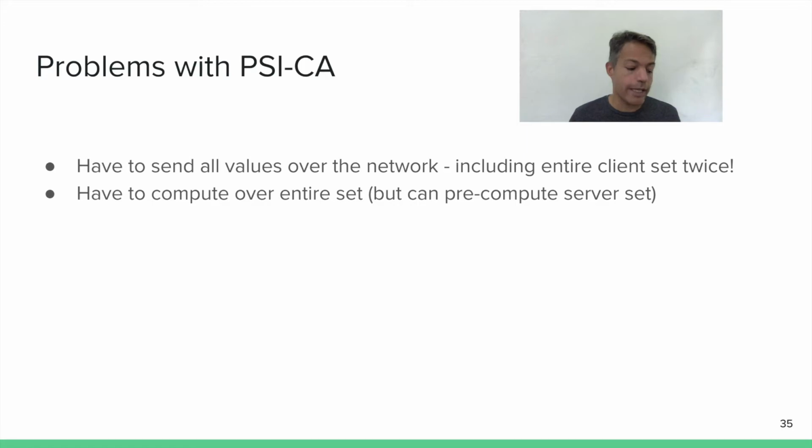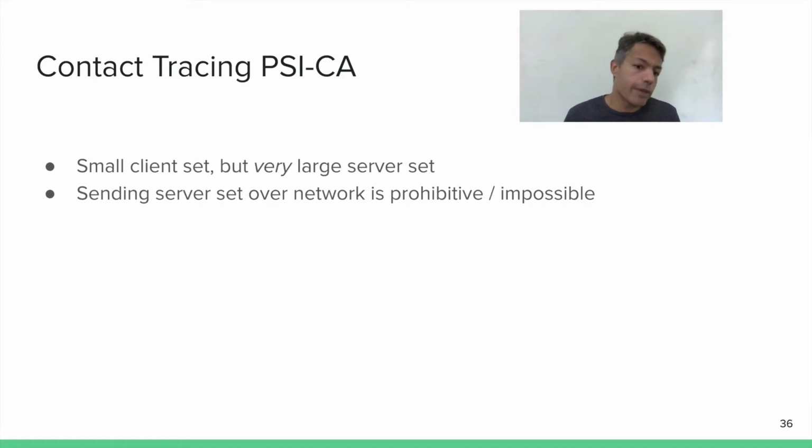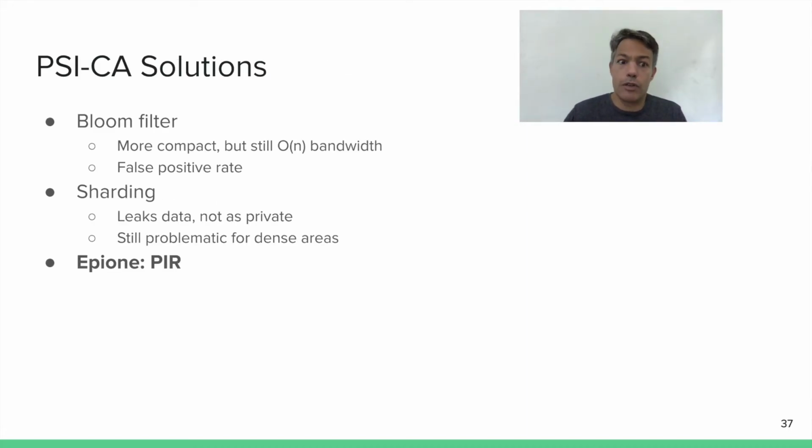So this is great, and it allows us to do private set intersection cardinality, but there's a couple of problems. The first is we have to compute over the entire set, but also we have to send all the values over the network. Well, with contact tracing, the client has a small set, but the server set could be very large, and sending that entire set over the network is prohibitive or impossible. So how can we solve that?